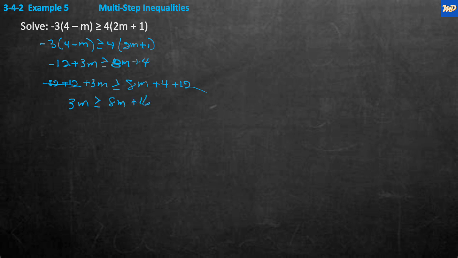So now we're going to have to move the 8m. Okay, so now we're going to subtract 8m from each side. So minus 8m plus 3m is greater than or equal to 8m minus 8m plus 16. Simplifying, we're going to get rid of the 8m's on this side, and we're going to have negative 5m is greater than or equal to 16.